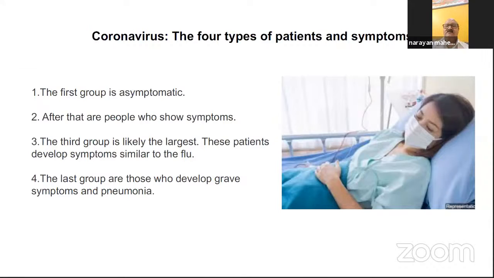These patients should go to the doctor and get tested to see if the severity of the symptoms is just mild, or if they need to be on ventilation. Then the third group is the largest group, at least so far from what we have seen. These patients develop flu-like symptoms. You will feel chills, fever, and you can also have breathlessness. So definitely you need to get admitted and get proper treatment. And the last group, where people show grave symptoms and pneumonia, have chest congestion, cannot breathe, have to be on ventilators, and should take proper treatment of 15 days in the hospital.